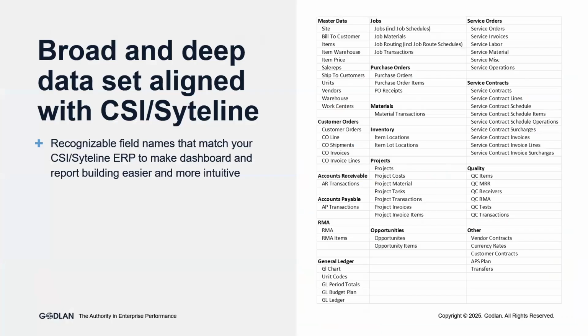And this shows an outline of the data set that we have today. So over time, we've expanded this. You, of course, have all your various master data coming from your sites, your bill to and ship to customers, item warehouse, your sales team, serialized units, vendors, warehouses, work centers, et cetera. And then a pretty deep, what we call a deep and broad, set of data related to transactional data.